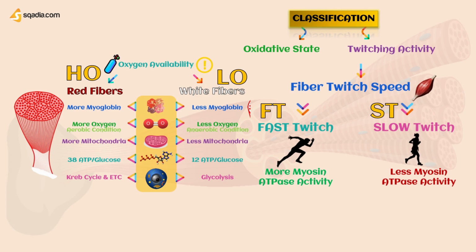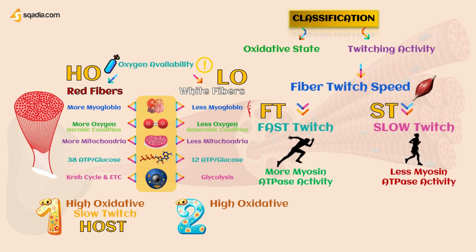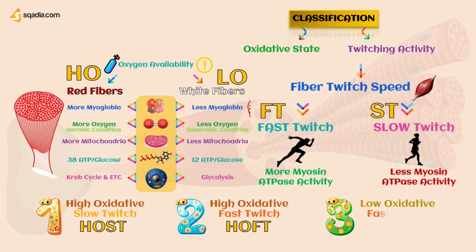Let's make the three main types of muscle fibers from these parents. First will be high oxidative and slow twitch. So, HO and ST means host. The second one will be high oxidative and fast twitch. So, HO and FT means hoft. The third one will be low oxidative and slow twitch.